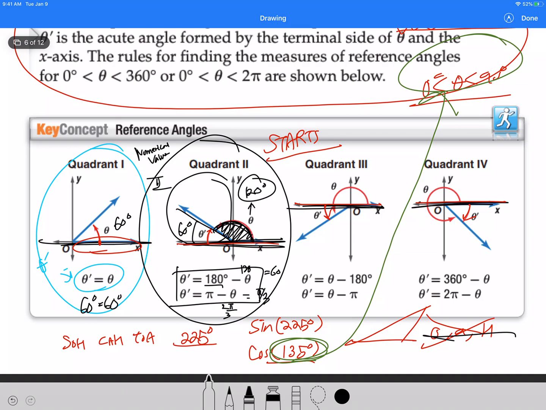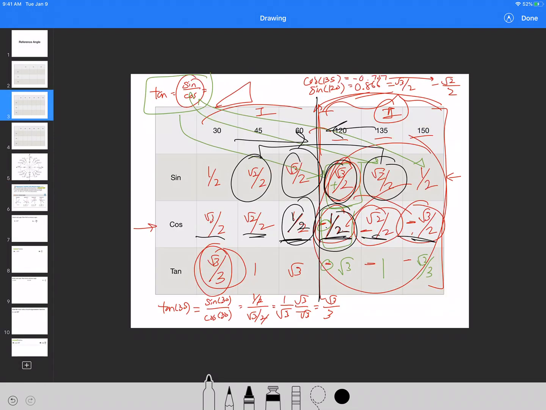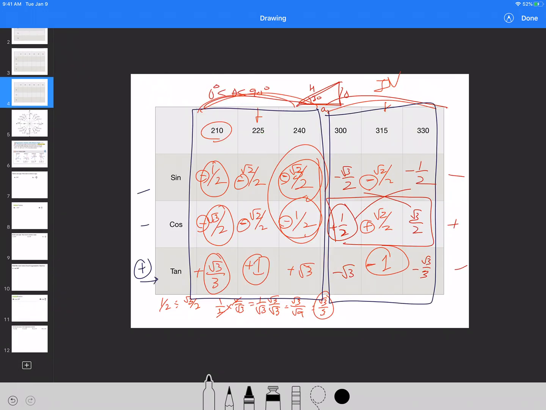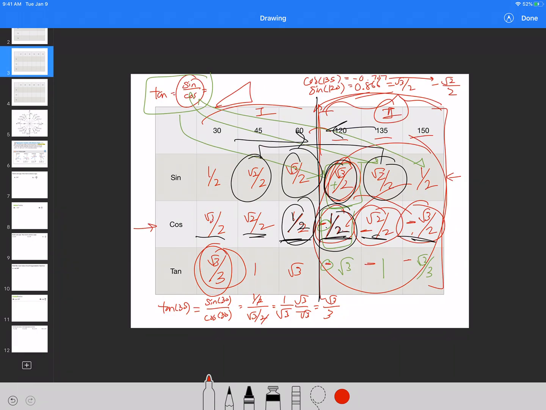Now in quadrant 3, it's a little bit different because your angle would be somewhere around 210 degrees, for example. And if you go back here to the table that I've shared with you guys, 210 degrees, let's take a look at the sine values. 210 degrees, negative 1/2, okay? It gave me negative 1/2.